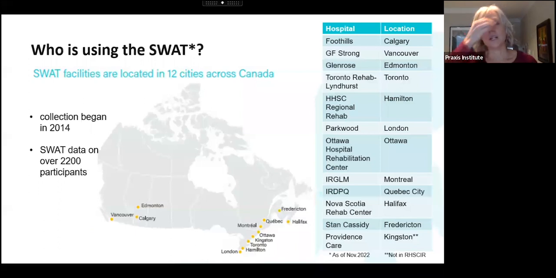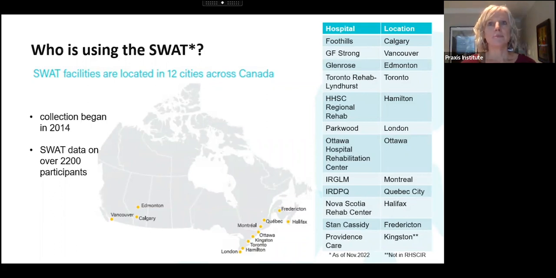So who's using the SWAT? Right now there are 12 rehab centers in Canada, that you can see on the map here, that are using it. One in Kingston is using it, but isn't a part of the Rick Hansen Spinal Cord Injury Registry, so their information isn't going into that larger national pot at the moment. Site started collecting it in 2014, and we have standing and walking information on over 2,200 participants.